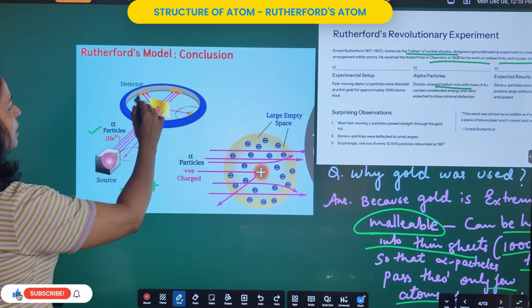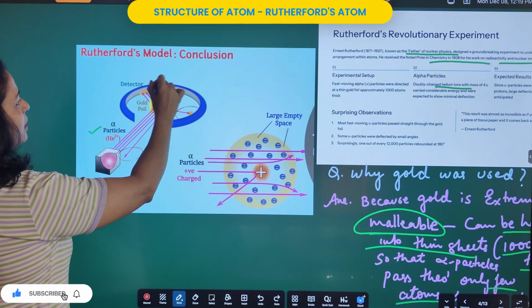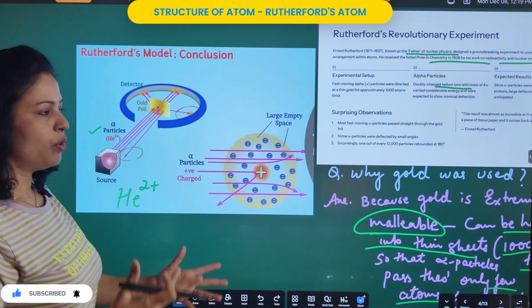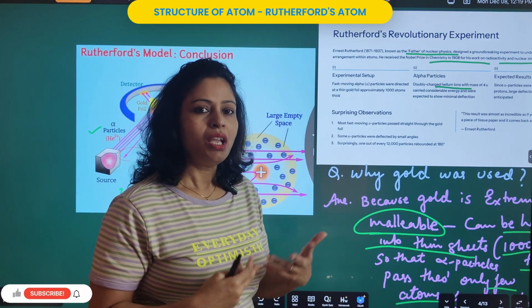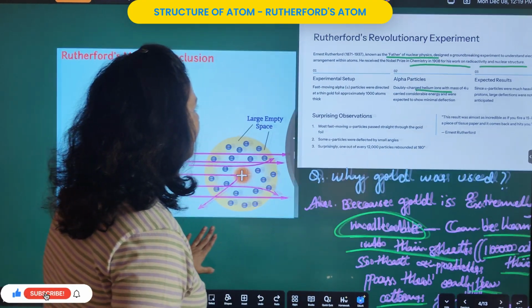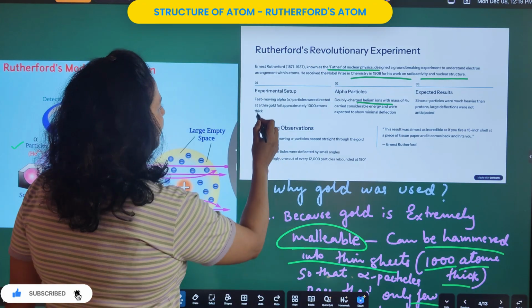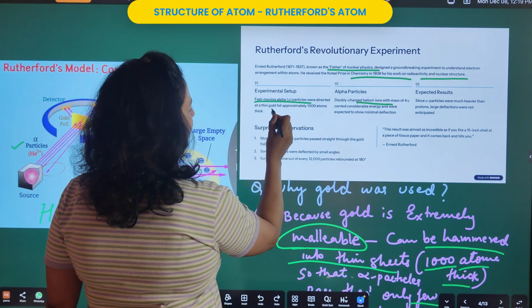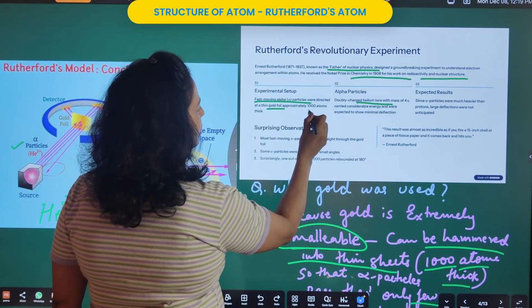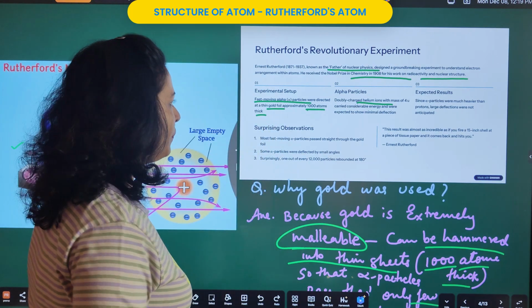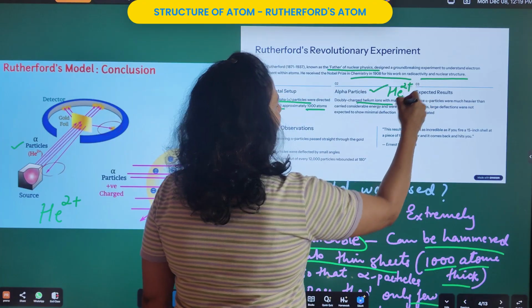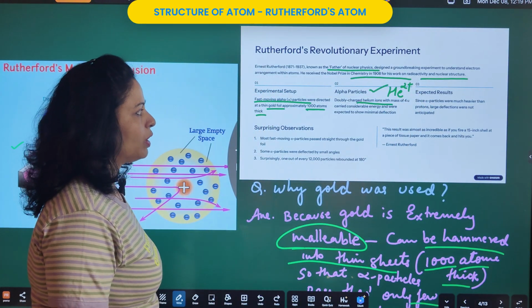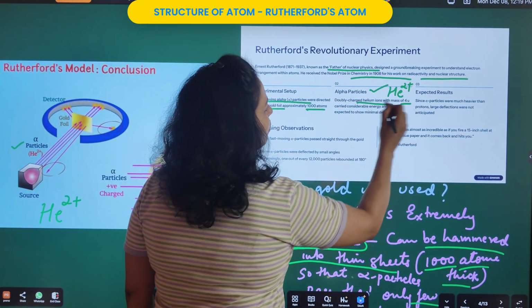Then the detector, this is a detector, detects the nature of movement of the alpha particles, which is seen from this experiment. The experiment setup was fast moving alpha particles directed at thin gold foil, which is 1000 atoms thick. Alpha particles, as I told you, are doubly charged helium ions with a mass of 4 units.